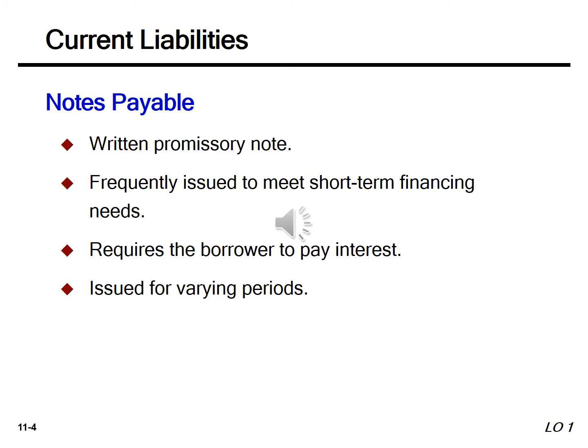Now we'll look at some examples of current liabilities. We'll start with notes payable. What is notes payable? Notes payable is basically a written promissory note. This is frequently issued to meet short-term financing needs, and it requires the borrower to pay interest. It is also issued for varying periods. So it could be for a couple of months, 6 months, or a year, and so on.